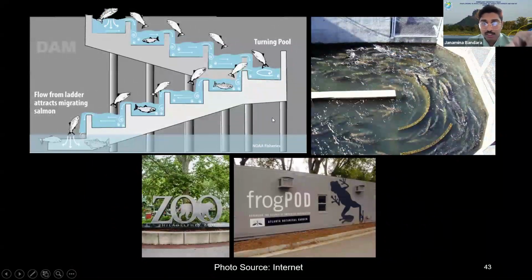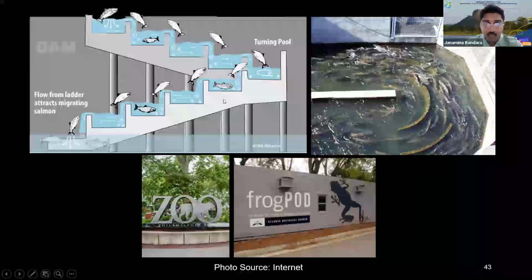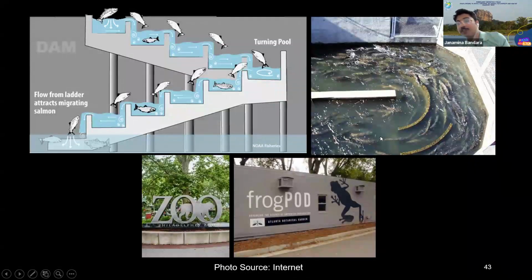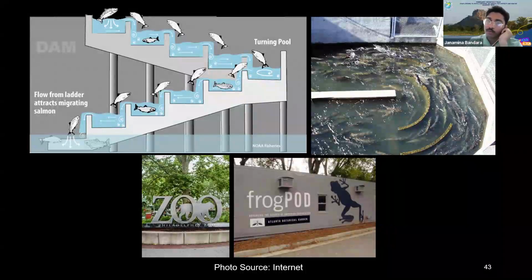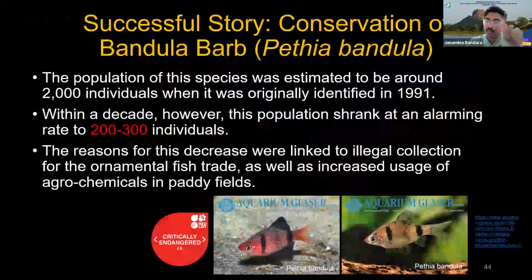For hydrological dams, we showed that the fish ladder concept is a good solution, and you have to establish such structures to facilitate these migrations. And again, the ex-situ breeding ponds in the zoos and captive breeding initiatives are really important for the conservation of these species.